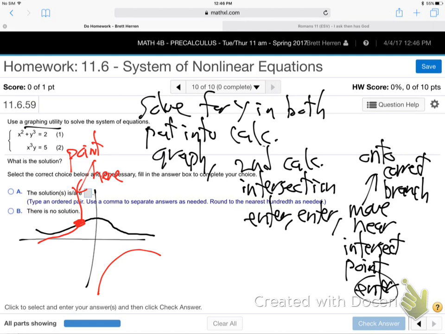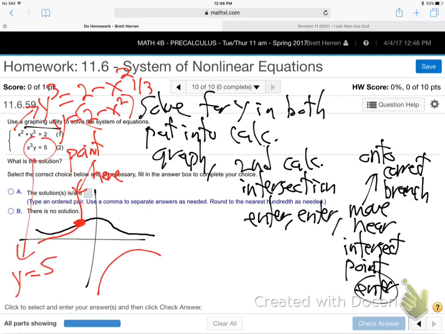So you just solve for y. This one would be y cubed is 2 minus x squared. Then you got to take the cube root of both sides. So that would be y is 2 minus x squared to the 1/3 power, right? Got to put that in. The other one, getting y alone, is y equals 5 over x cubed. Put that in. So that's y2.